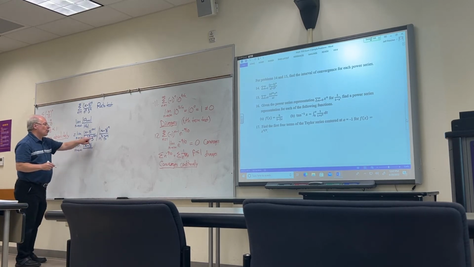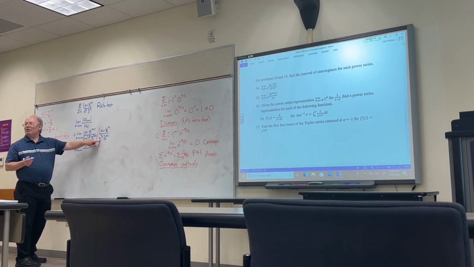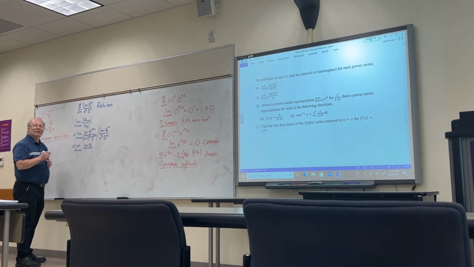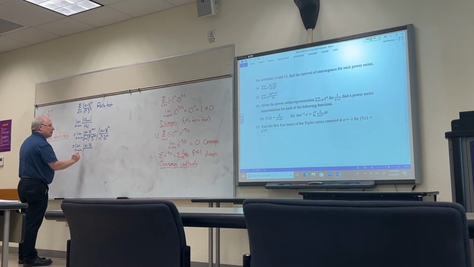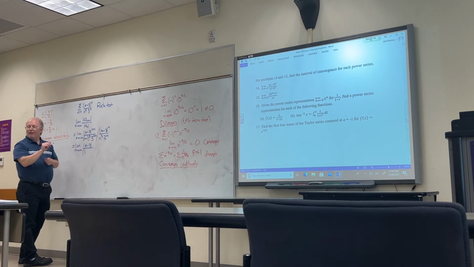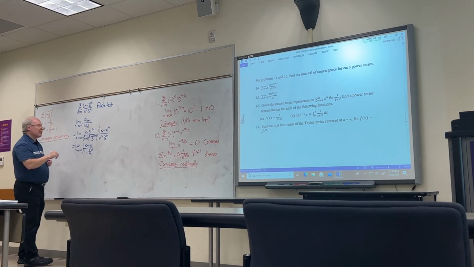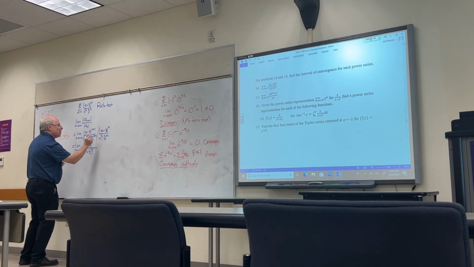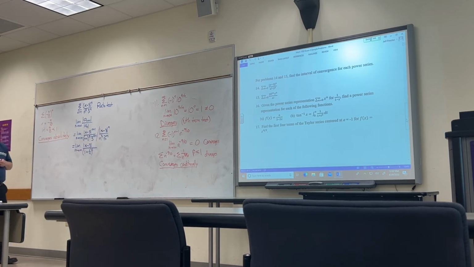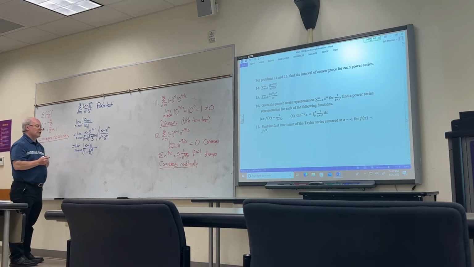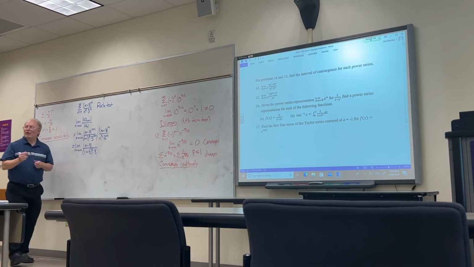Then we have n plus 1 to the third power divided by n to the third power. Well, what's n plus 1 divided by n? N plus 1 over n equals 1 plus 1 over n, and that's going to be to the third power. And then what's 3 to the n plus 1 power divided by 3 to the n? That's going to be 3 to the first power, so just 3.